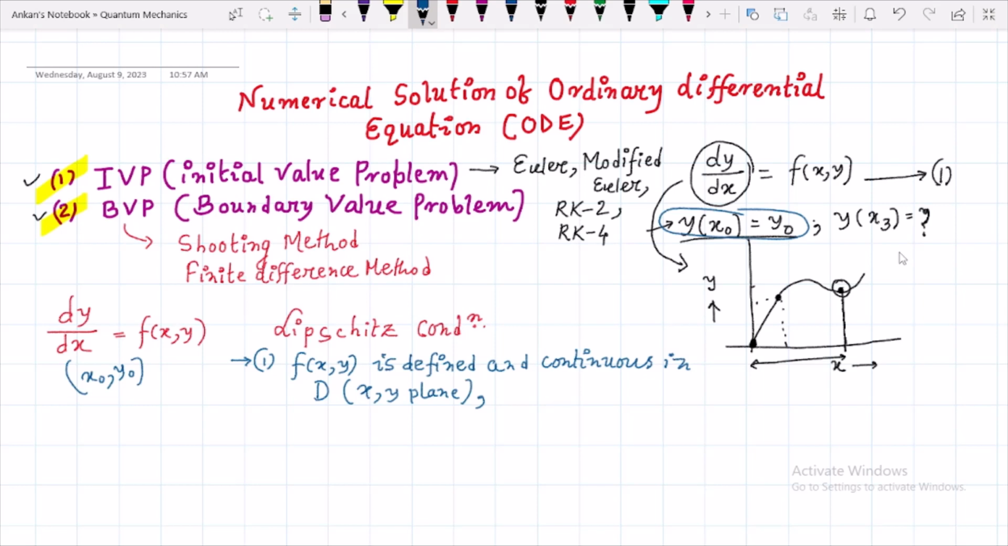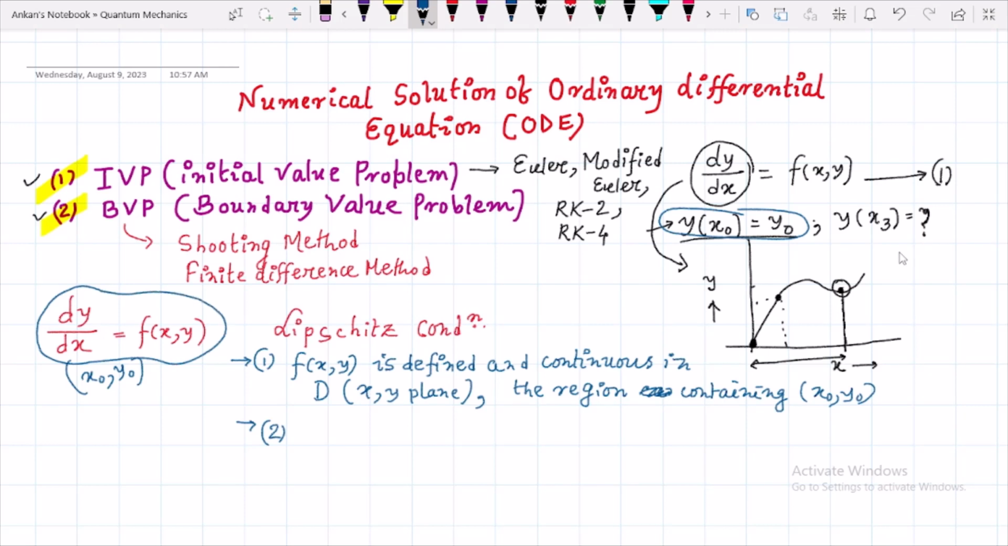So I can say that D is the region containing (x0, y0). Otherwise it cannot be solved. If the initial condition is not present there, then the solution is not possible after all. So this is the first condition to solve a differential equation like this.